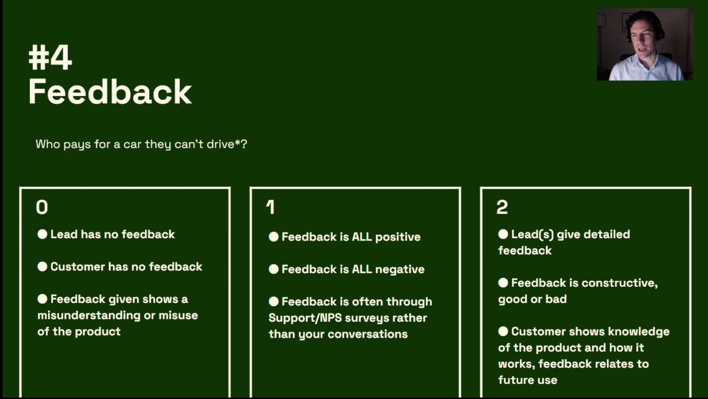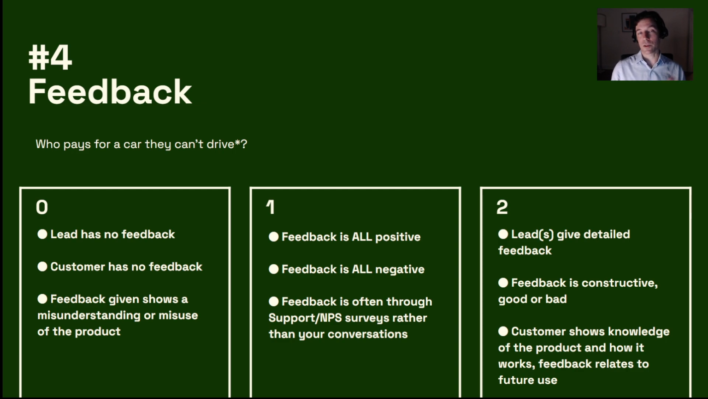A 2 in your feedback category is leads give detailed feedback and frequently. Especially if it's unprompted, they come to you saying, hey, I was thinking about this, or hey, I was using this, and that's really good. That means they're experimenting, iterating, thinking about this stuff on a high level and sharing with you. That's a really good sign of a healthy relationship.